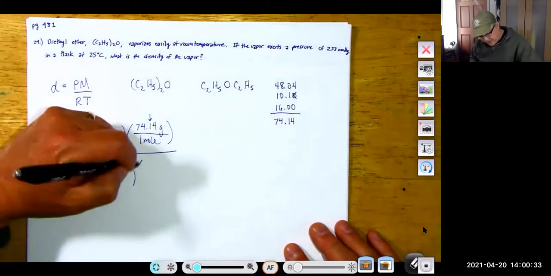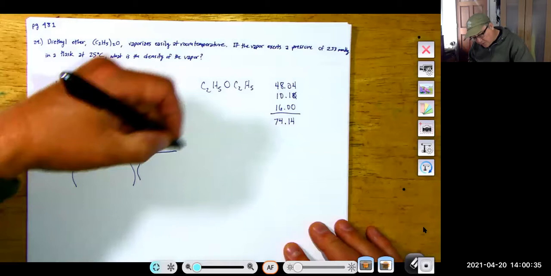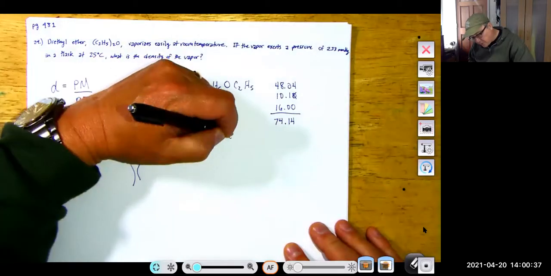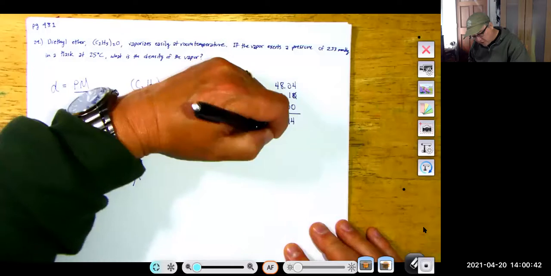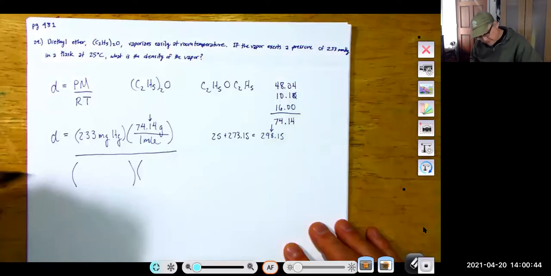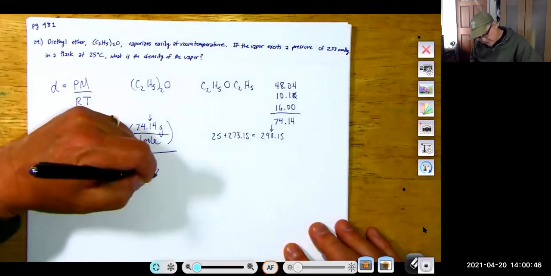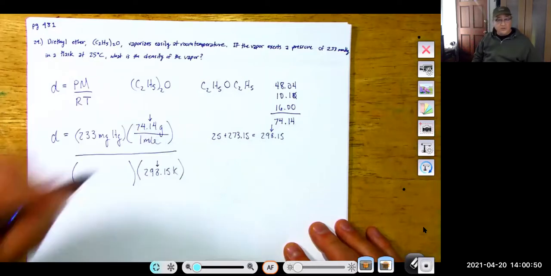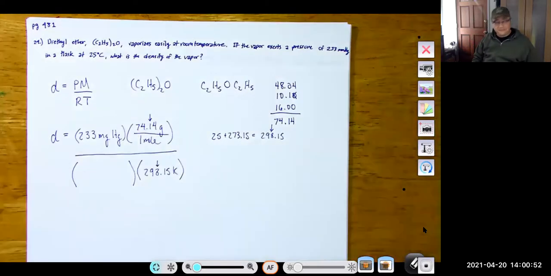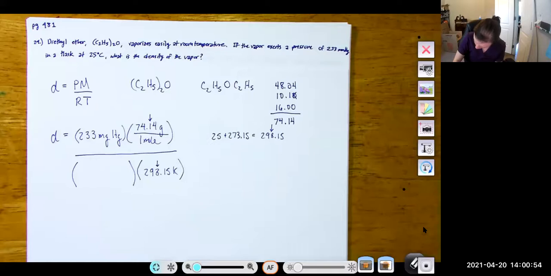And for the T, we're going to say that we have 25 plus 273.15, which would be 298.15, good to the 8. Are we good so far? Yeah.